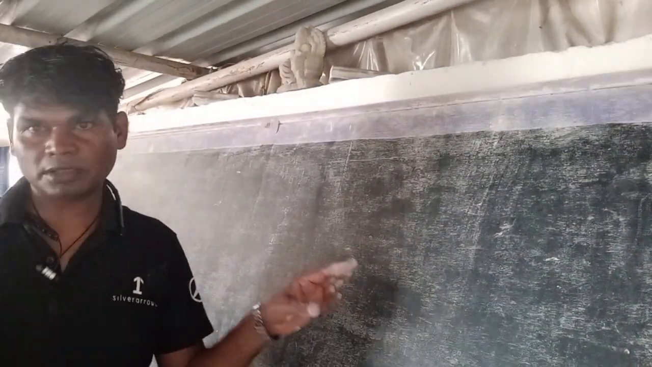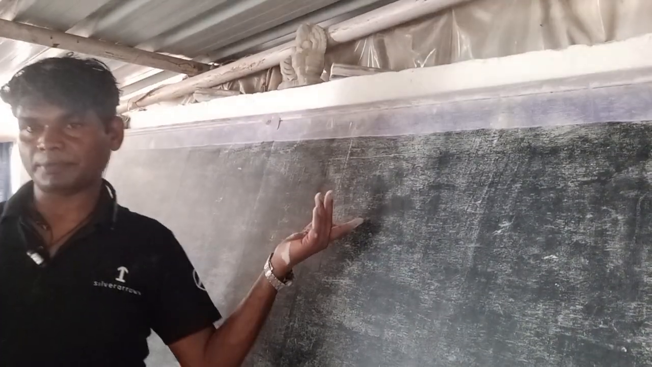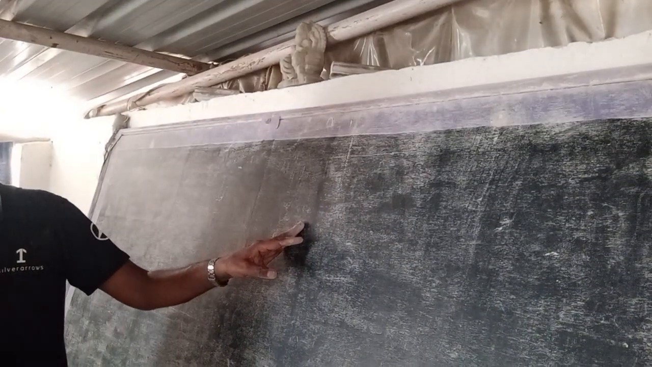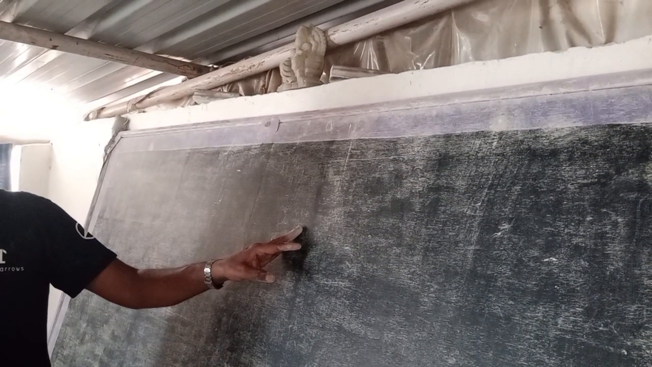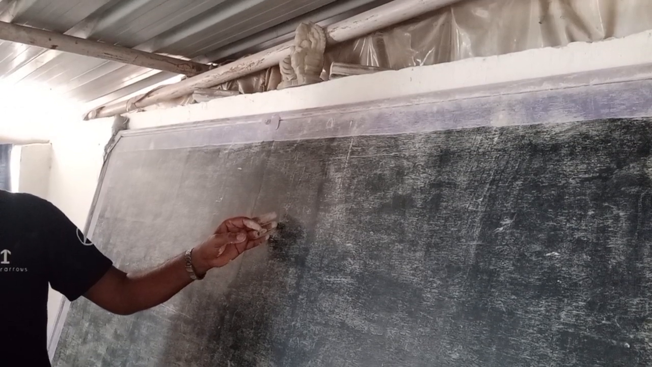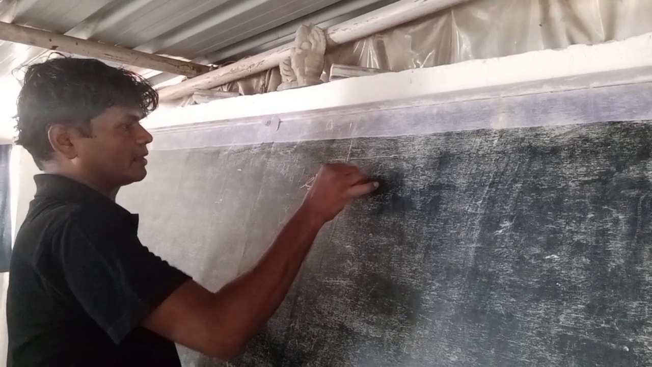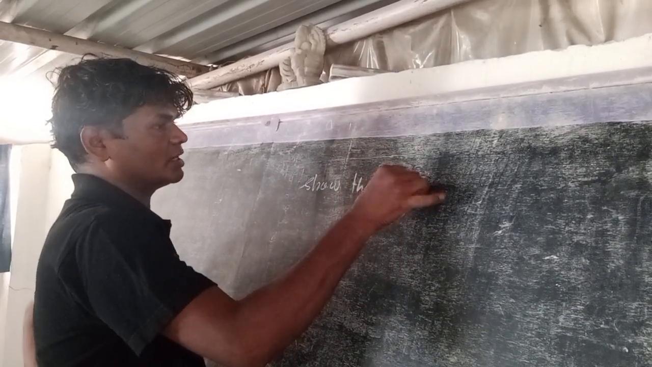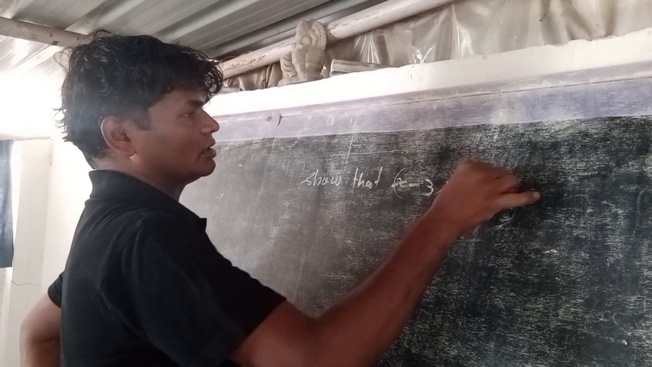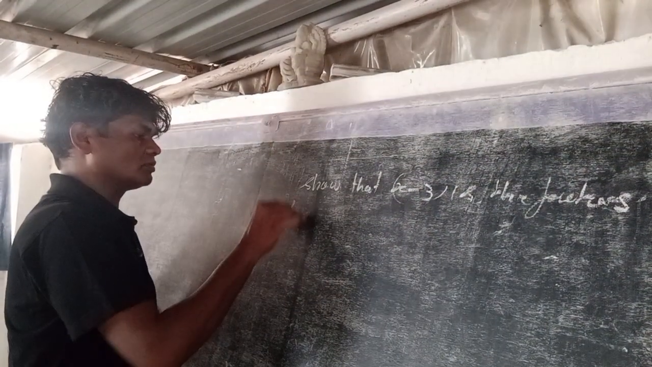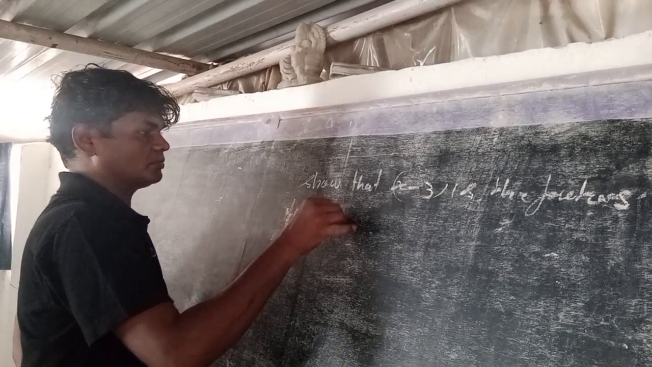Here we will try the next skill to develop and how to solve the problems related to the polynomial. Suppose the question is given to the students: x minus 3 is a factor of the polynomial, so that x minus 3 is the factor of the polynomial.